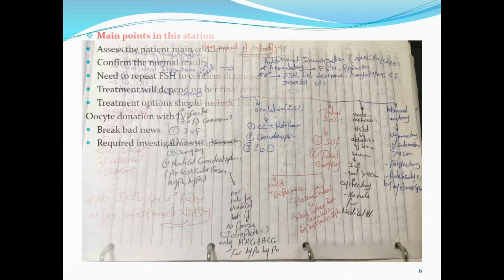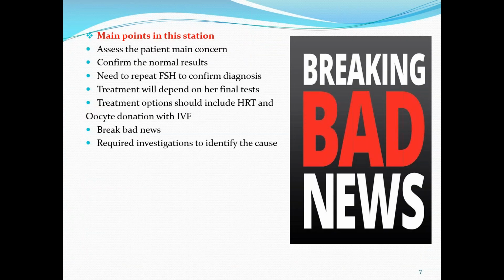So, coming back to the task we discussed, the main point in the station of premature ovarian insufficiency is that you need to assess the patient's main concern. Her main concern now is having a baby. Confirm the normal results as Dr. done. She confirmed that she has a normal ultrasound of the uterus, normal tubes, and she's immune to rubella. Stress the importance of repeating FSH to confirm the diagnosis.